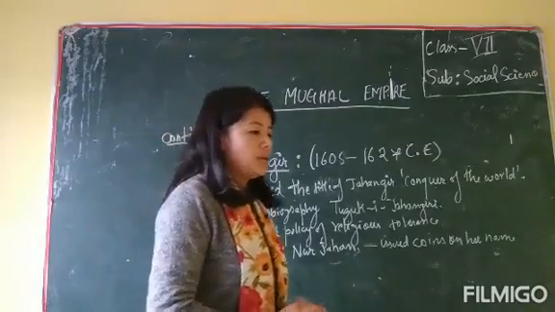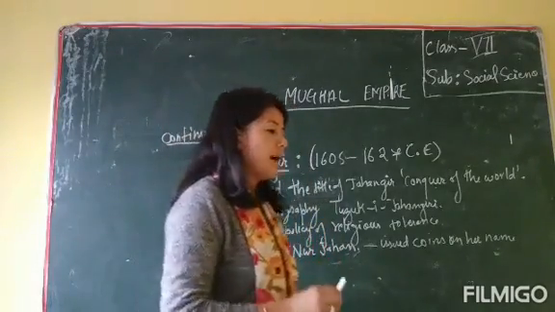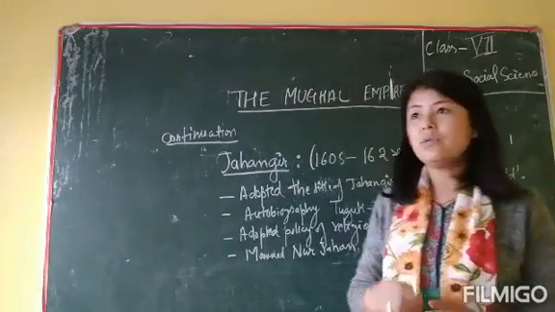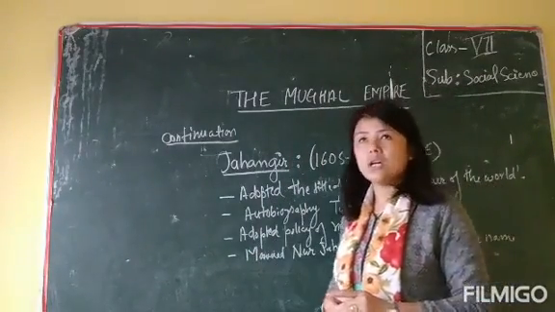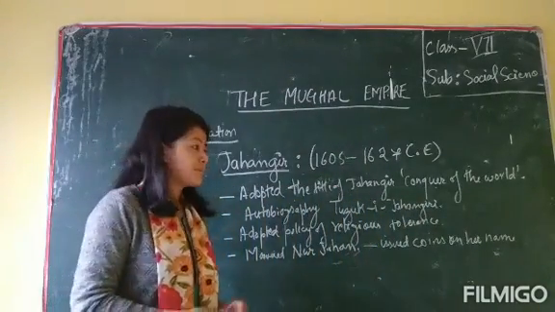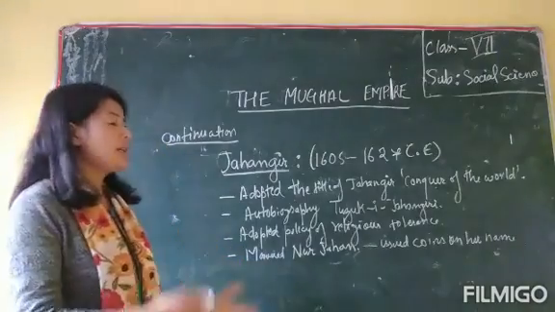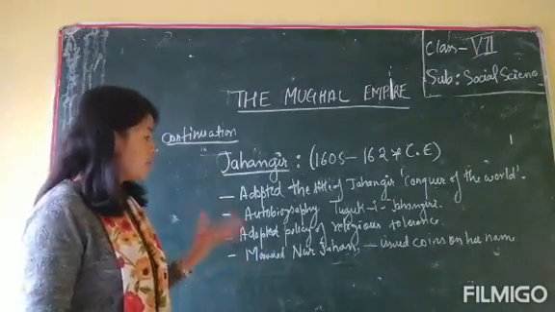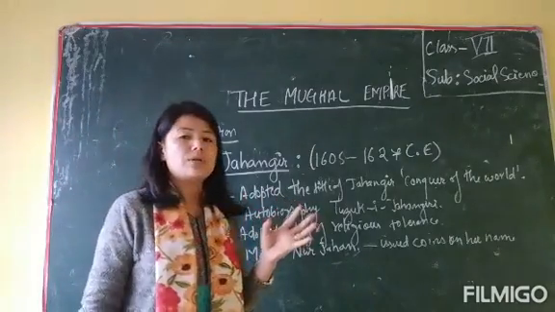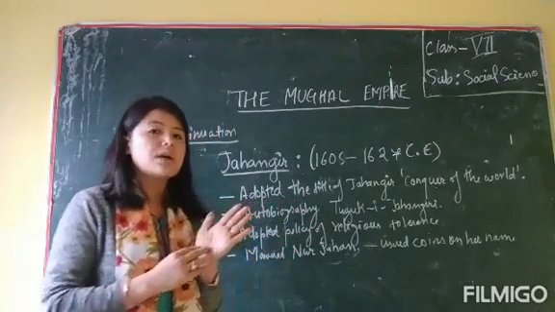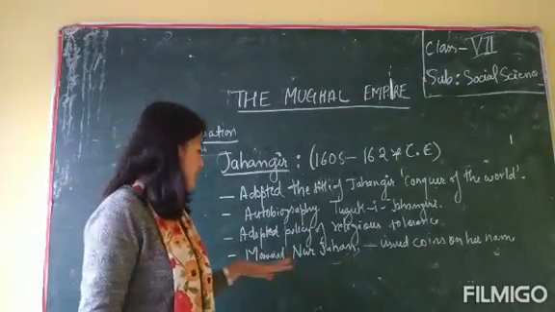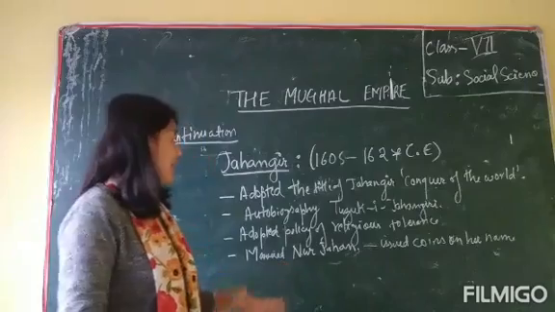Nurjahan had a very important impact in his life. Nurjahan was not only the wife of Jahangir, but she also looked after the administration of Jahangir's empire, right? She used to give land grants to others also. Plus, on the coins issued by Nurjahan, on one side was Nurjahan's picture and on the other side was Jahangir. So that was the influence she had in the life of Jahangir.